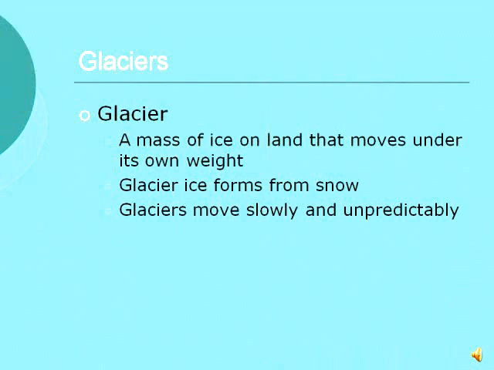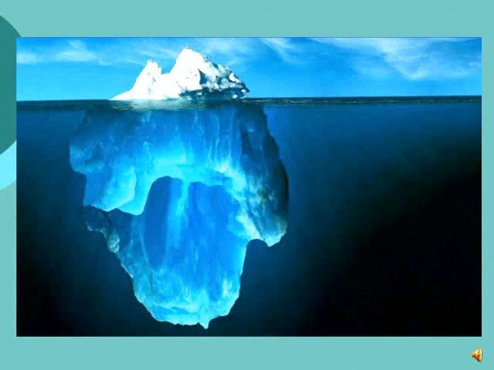Glaciers. A glacier is a mass of ice on land that moves under its own weight. Glacier ice forms from snow, and glaciers move slowly and unpredictably. Here's an iceberg. It's a part that chipped off from a glacier. The thing about icebergs is you're only going to see a very small portion of them. The largest part of them is going to be underwater, because that ice is formed from water. It's in a saltwater solution, and it's going to just barely show the top part because it's nearly the same density.